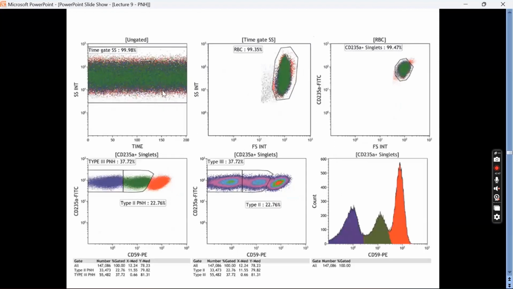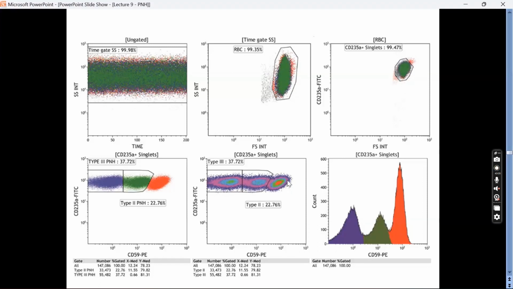Now, this is again a case. Similarly, I'm showing you. This is time gate with forward scatter, side scatter. Just gate the RBCs, then purify it with a gating marker like 235A, and then gate it across CD59. Again, you're finding three populations. This is a scatter plot. This is a density plot.